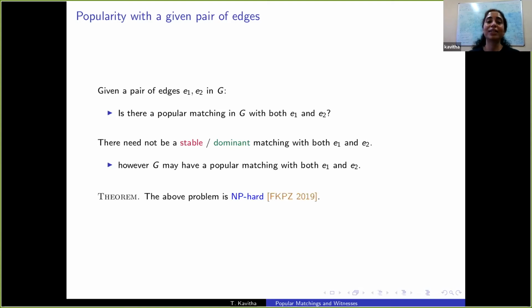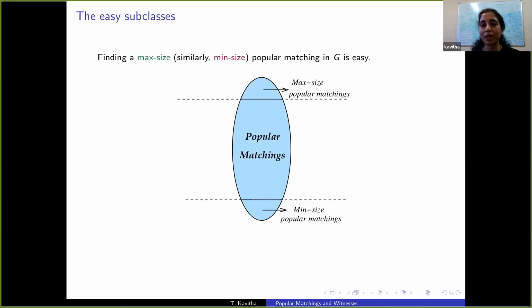In fact, this is an NP-hard problem. So the minute we go to two edges, is there a popular matching with both these edges? We don't know how to solve it in polynomial time. In fact, it's highly unlikely it can be solved in polynomial time. So in fact, the set of popular matchings, the complexity is sort of quite strange, I feel.